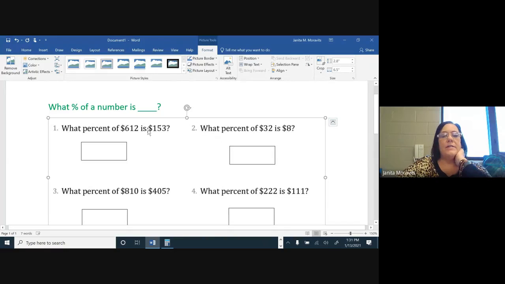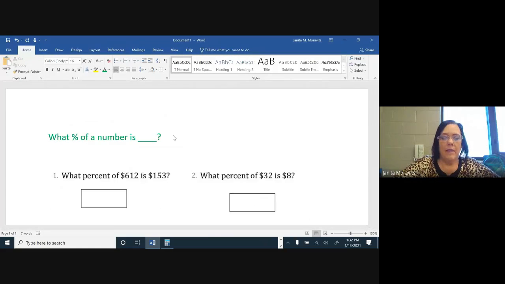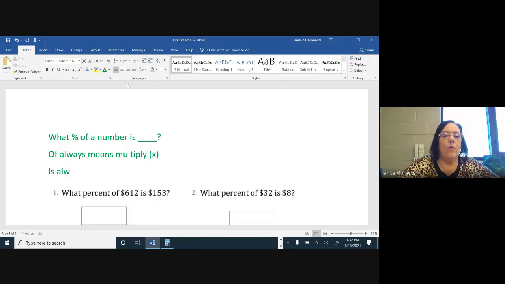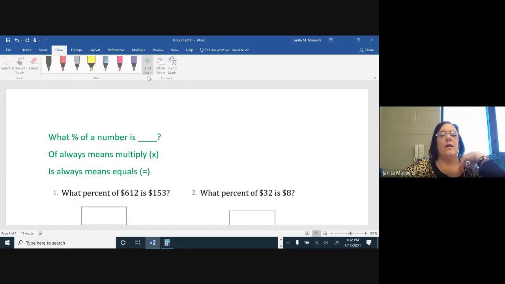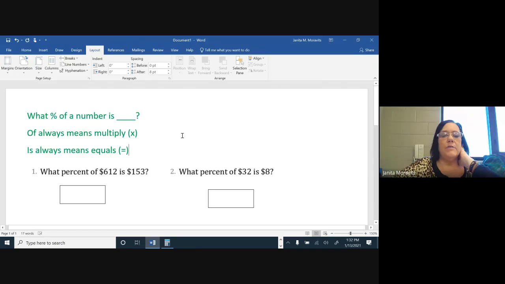Now, we've got what percent of some number is something. Now, remember that I told you before that of always means times, or multiply, right? We'll put an X out here so that you know that it means times. All right. Is always means equals. Put a little equal sign in there so you know what that means. Now, we're going to take a look at a couple of these problems and show you how to do them.